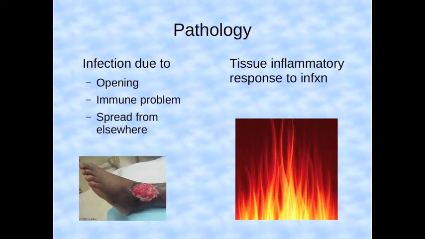Moving on to pathology. Cellulitis is a manifestation of cutaneous immune response to infection. Most often, the originating part of the infection is an opening in the skin, but it can also originate in other tissues. Cellulitis is always considered to be infectious in nature, but it can also be idiopathic. But you just assume that it's infectious.